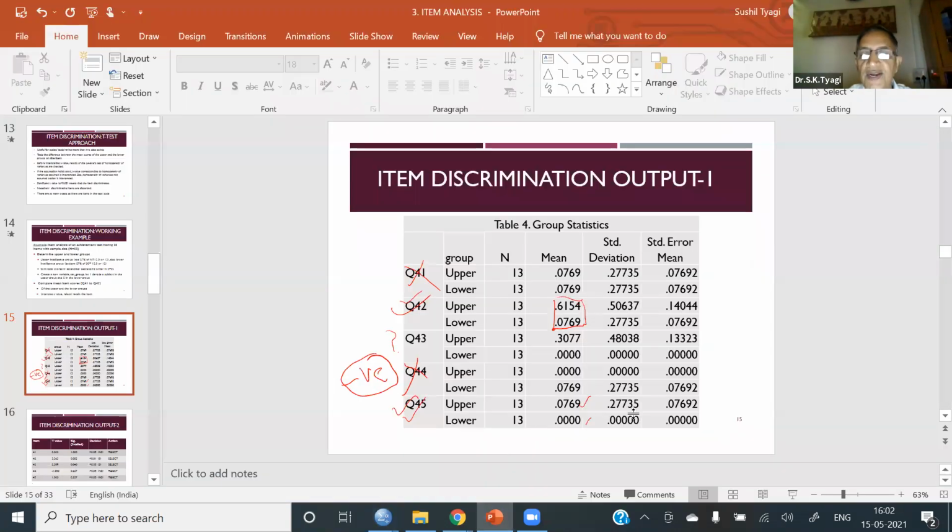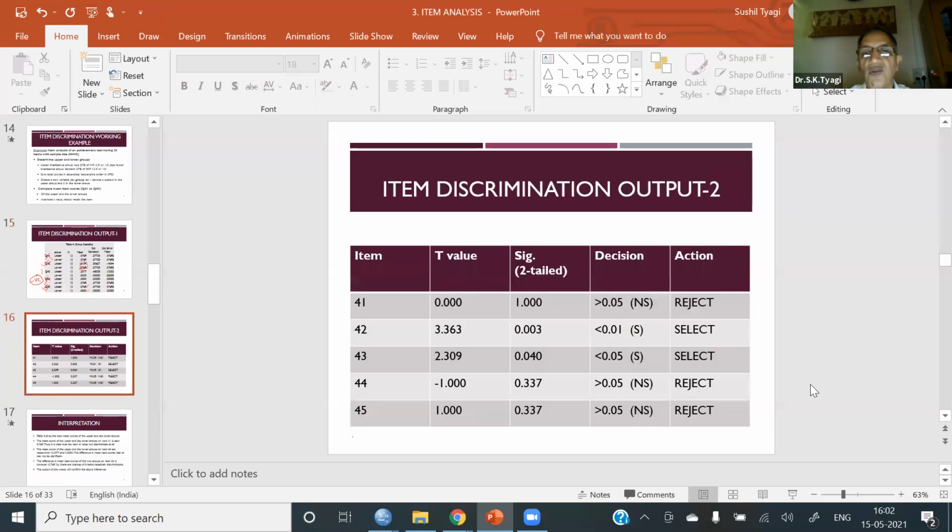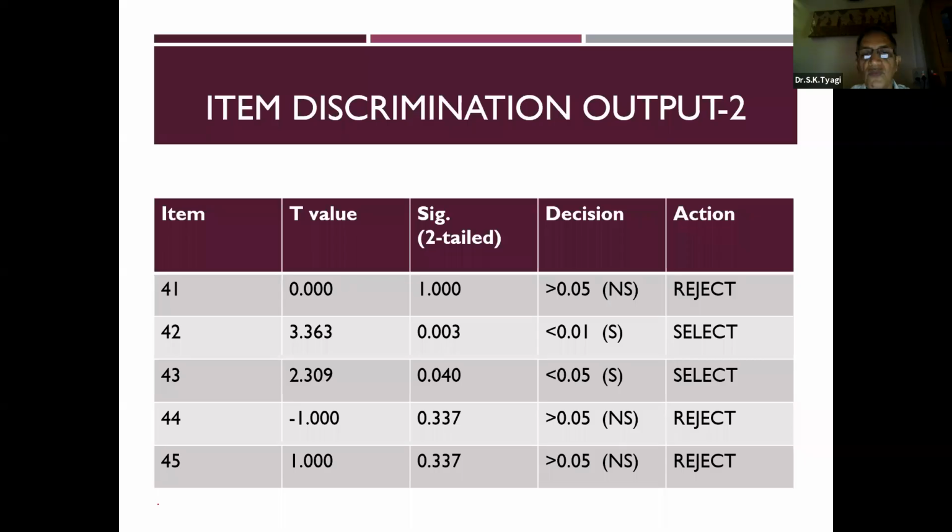So I have consolidated it in the form of this table. This is my t-value. In question number 1, the t-value is 0. As we observed, there is no difference in the mean. Therefore, the difference between means is 0, and the t-value is also 0. And this significance value is 1, because it is greater than 0.05. Therefore, it is not significant, so we reject the item, or at the most modify it. This item does not discriminate.